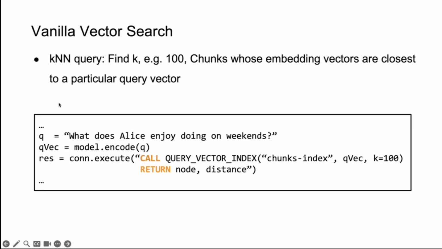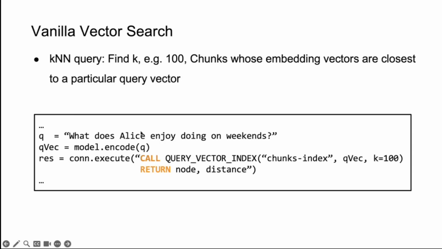Suppose a chatbot application takes a query: what does Alice enjoy doing on the weekends? You can take that and encode it into the same vector space. You get this query vector. And now you call another function called query vector index, and you're saying you're looking for the 100 closest chunks to this query vector, which is the embedding of this text: what does Alice enjoy doing on the weekend?